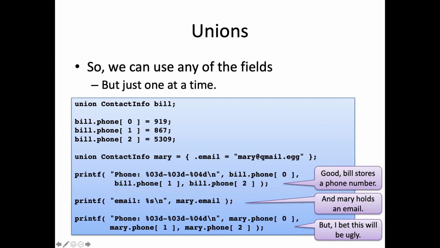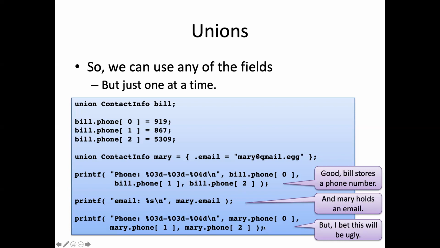So down here, I remember, oh, for Bill, I stored a phone number. So I'm going to go get the 3 parts of Bill's phone number, and that'll work just fine. For Mary, I remember I stored an email address, so I can print that out as a string just fine. But if you mess it up, like for Mary, since you stored an email address, that overwrote the same memory where you could have stored a phone number.